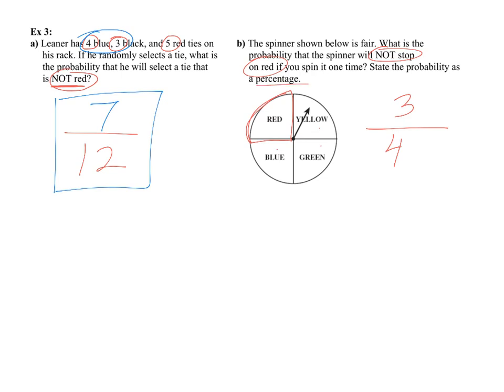They're asking for a percentage, so I'm going to multiply top and bottom by 25. That gives 75 over 100, which is 75%.